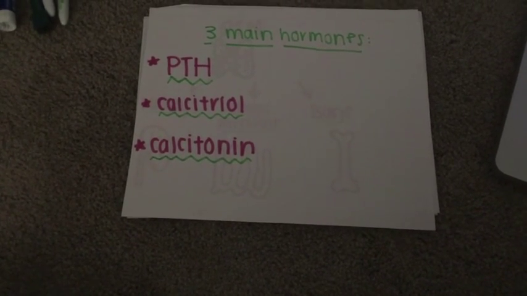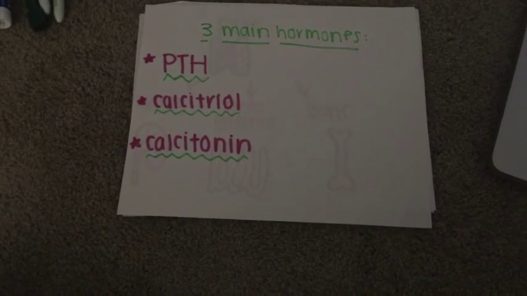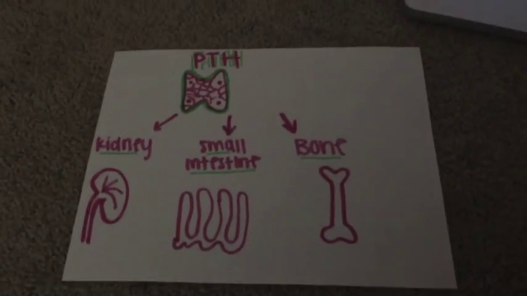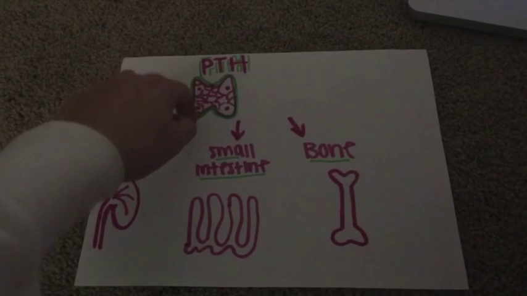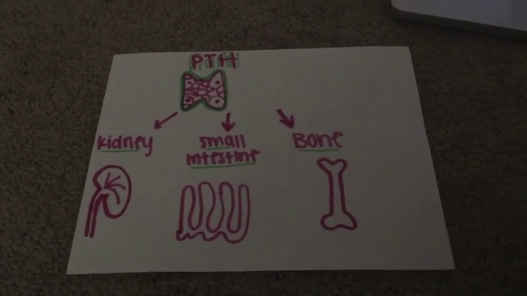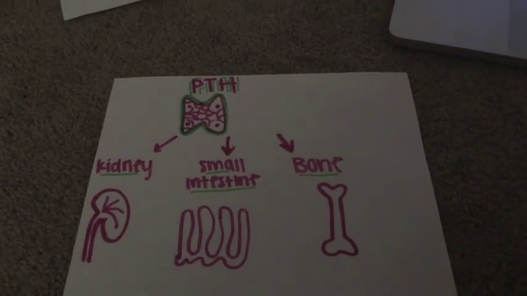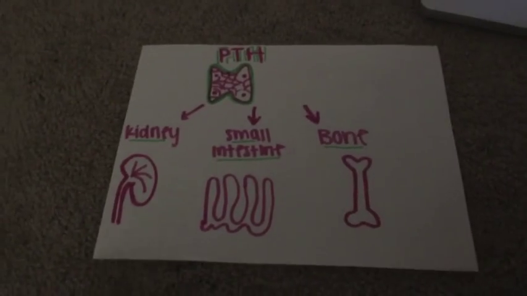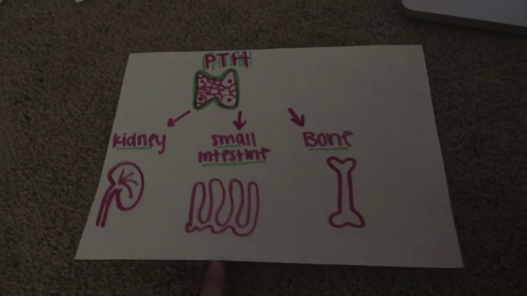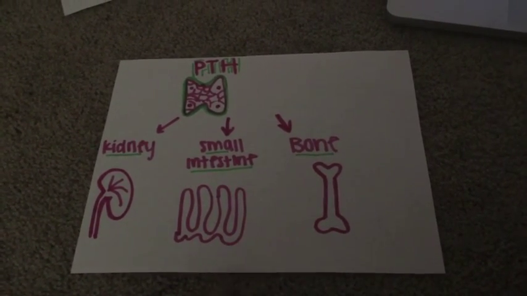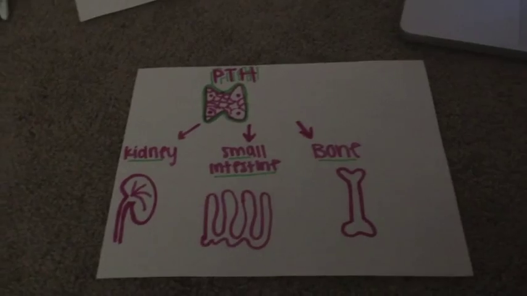Let's start with when calcium levels are lower than the normal level. The parathyroid is located on the back of the thyroid and has 4 locations. The parathyroid is important for when calcium levels decrease from the normal level. The parathyroid directly affects the kidney and indirectly affects the small intestine and bone. Let's start with how the parathyroid affects the kidney.